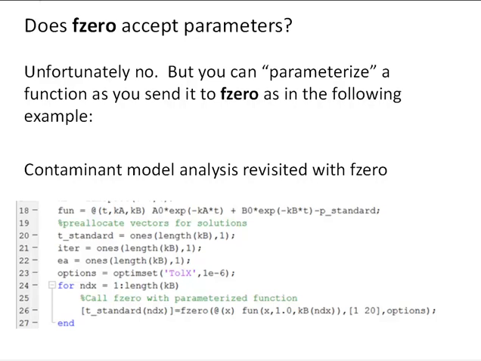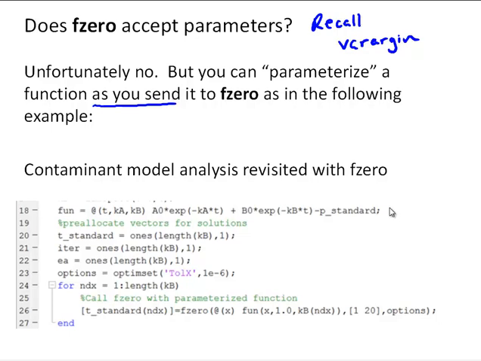And recall what we did with our root finding functions that we developed is we used the varargin variable to pass multiple parameters through a function. fzero doesn't let you do that, but the way to do it is to parameterize the function as you send it to fzero in the input list. And below here is a section of code that illustrates how you would do that.